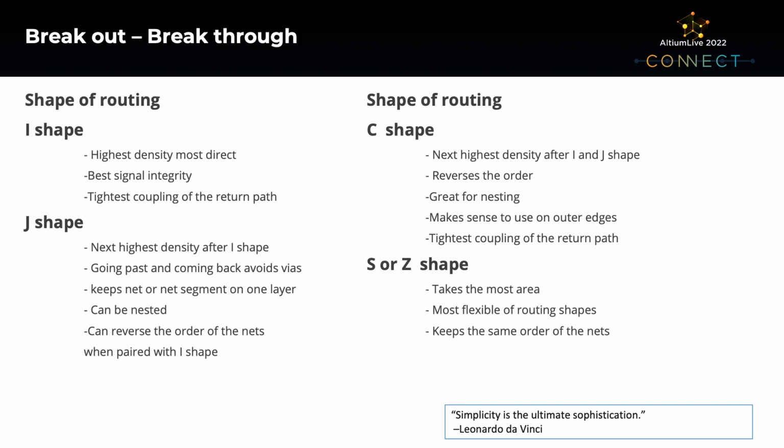And then the S or Z shape uses up more area, but it gives us more flexibility in the routing. But this is also going to keep the same shape for the design. Leonardo da Vinci said that simplicity is the ultimate sophistication. I believe that a simple routing shape is going to be the best for us as well. It always looks easiest when it's hard. The hardest things look easiest when you're done.